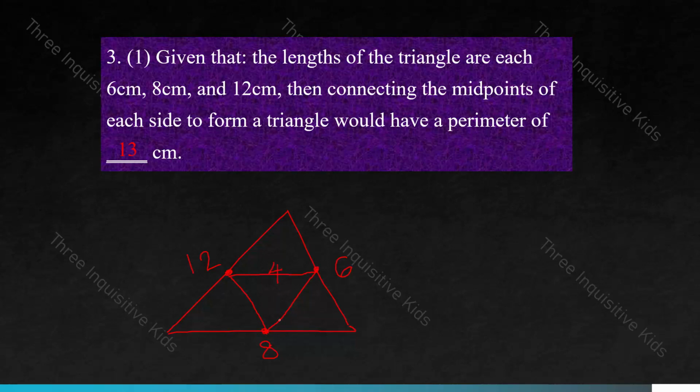Now we do this for all the other midlines. For example, this midline over here, it has to be half of its opposite side, which is 12. So 12 divided by 2 is 6. And this midline right here has to be half of the side that it is facing, which is 6. So half of 6 is 3. And now if you add them all together, you have 13 centimeters.